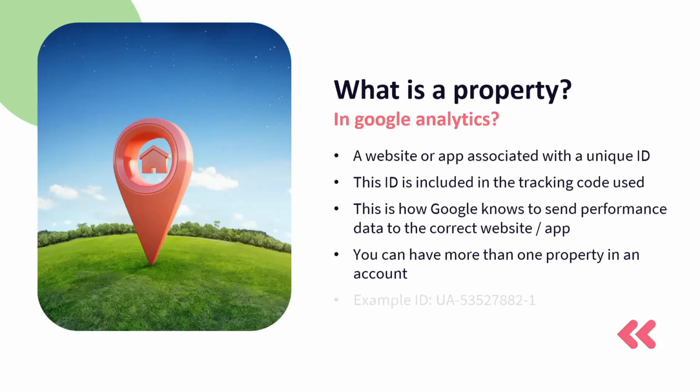Then just an example ID. This is what it would look like across the board. Obviously the numbers would be different, but it always starts with the UA and has the dashes. And the number 1 is referring to it being the first property or the first tracking code.